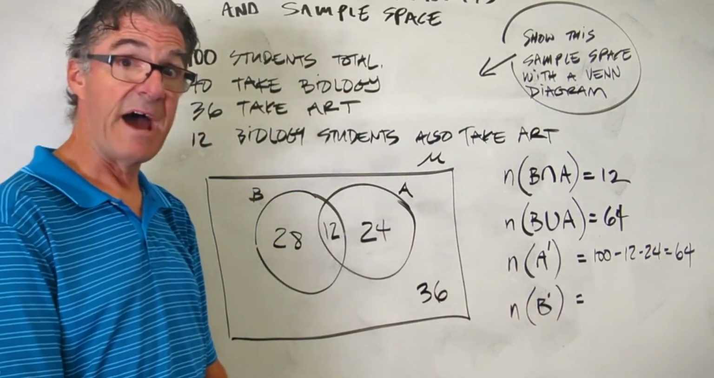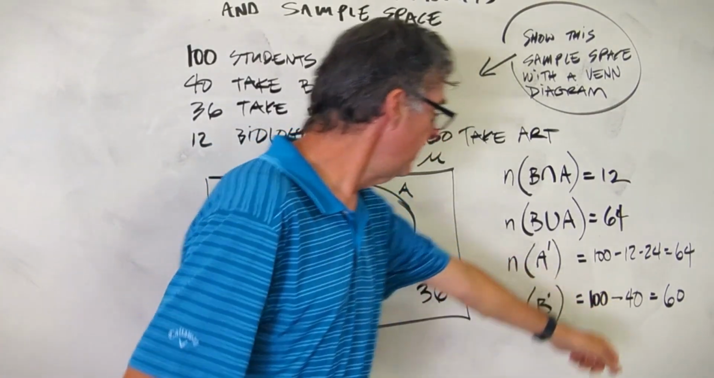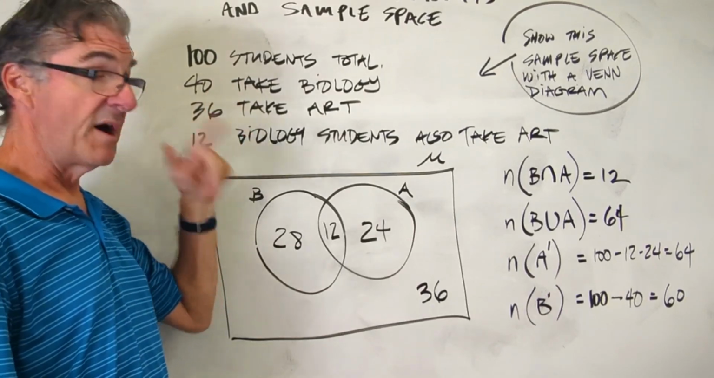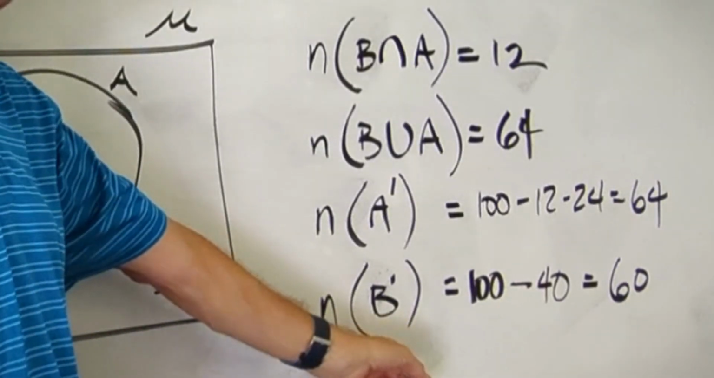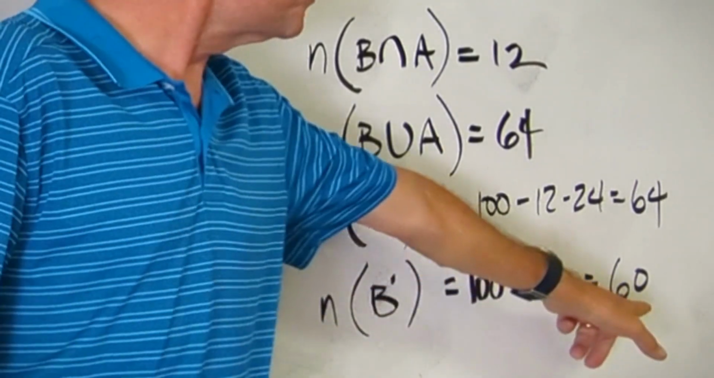Pause the video and come back. Okay, I started with my 100, that's everybody, 100, and I basically just went right to here. I subtracted the 40 who take biology, and so this is the complement of B, the people who don't take bio, and that would be 60.